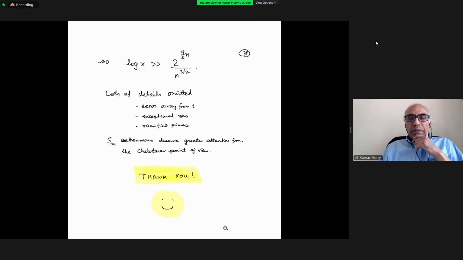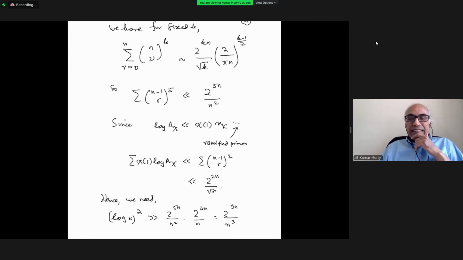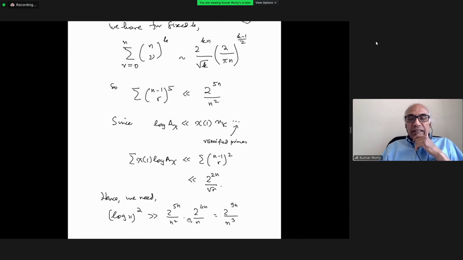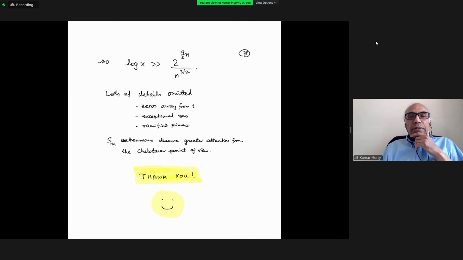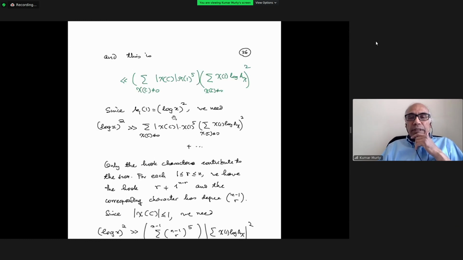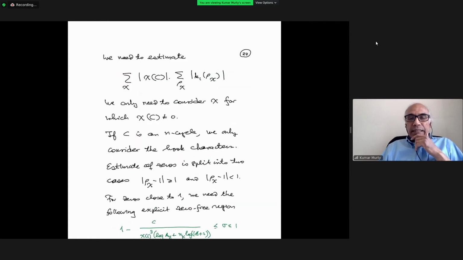And putting all this together, you get that you need log x squared to be bigger than 2 to the 9n over n cubed. So that gives you a bound on x. Now I've omitted lots of details here. Firstly, remember we said here that the zero is near 1 and the zero is bigger than or equal to 1. Yeah, it's generally true.